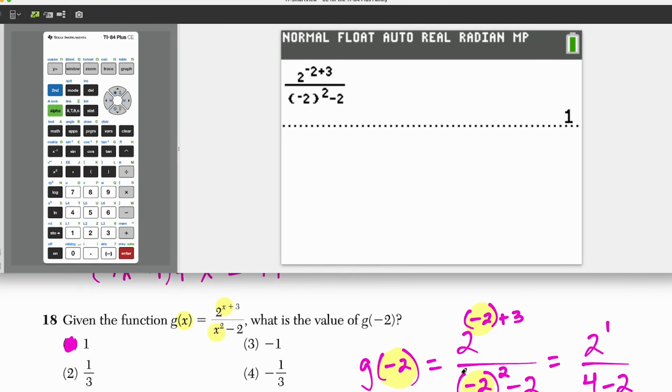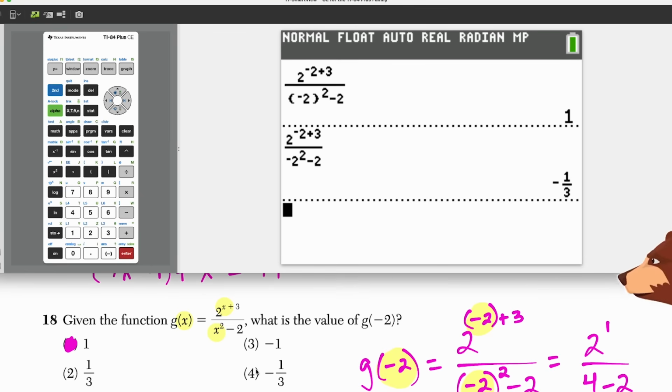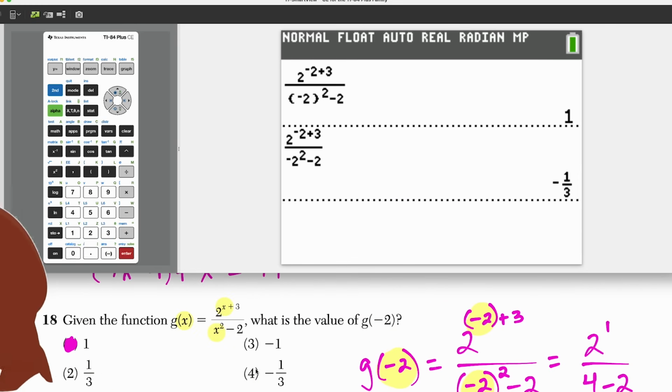The reason why I'm emphasizing the parentheses is if we do not write parentheses, if we just write, let's say, 2 to the negative 2 plus 3, and then in the denominator, I write negative 2 squared without parentheses, and then minus 2, and notice that we get a different answer. And of course, there's an answer choice waiting for us here. But choice 4 is a very dangerous bear trap.